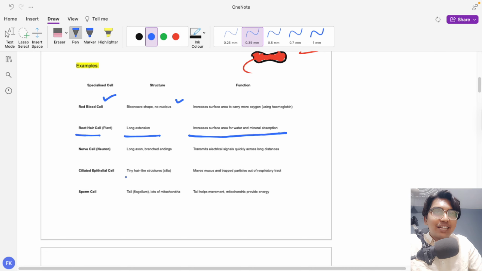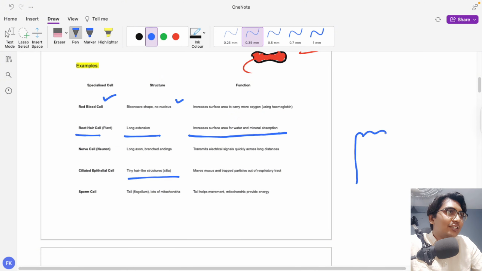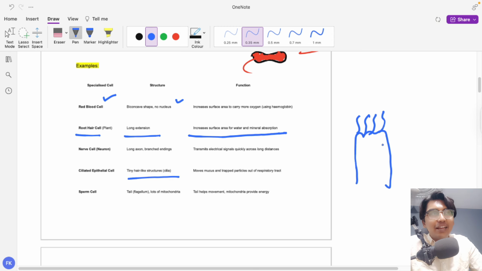Ciliated cell, it has tiny hair-like structures known as cilia. They move mucus and trapped particles out of the respiratory tract. For example, if you see a ciliated cell, you can see the hair-like substance. Okay, this is a hair. This is a cell with hair. So what is the function?